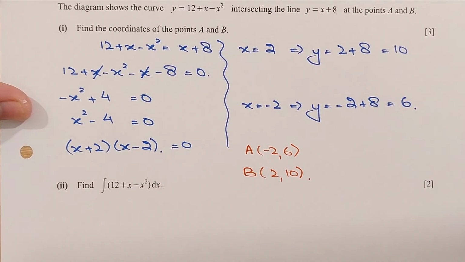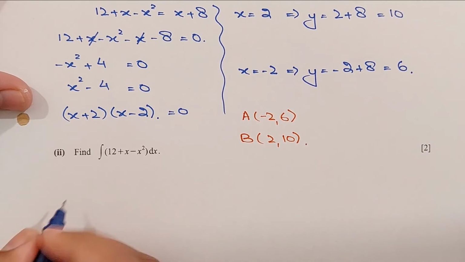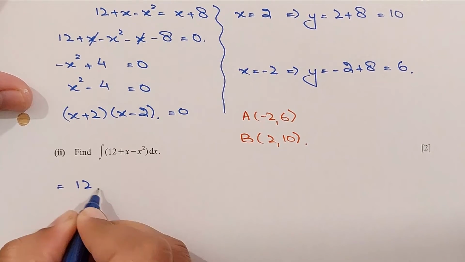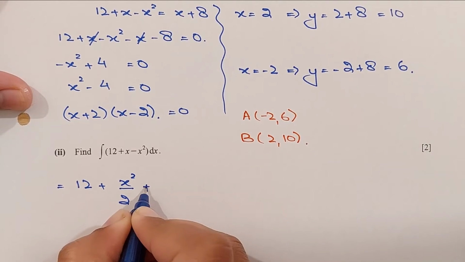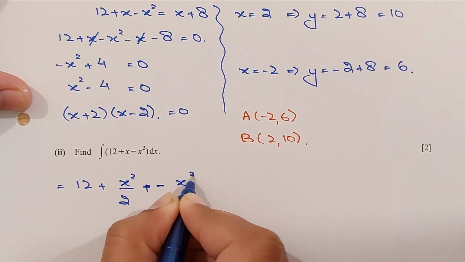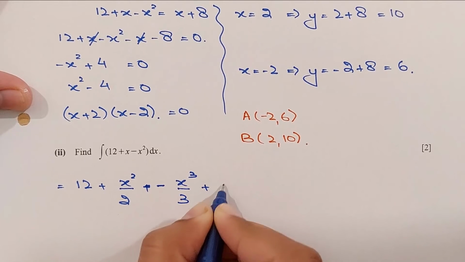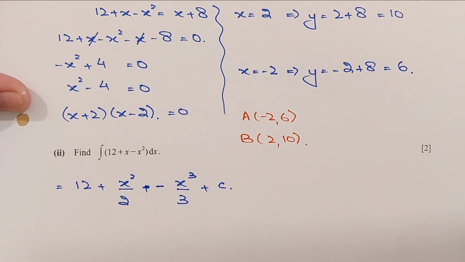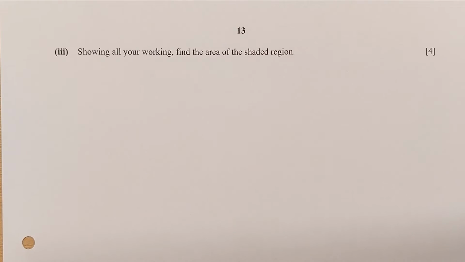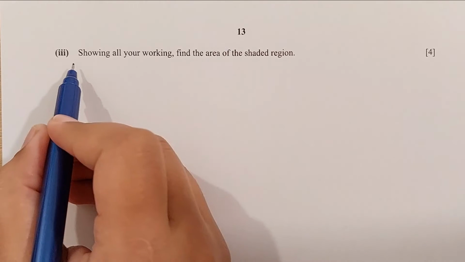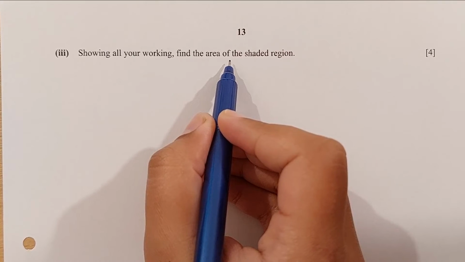Now let me do the integration of the curve. This equals 12x plus x square divided by 2 plus negative x cube divided by 3 plus some constant of integration. Sorry, this is 12x. So this is the integral. Now for part 3, showing all your working, find the area of the shaded region.